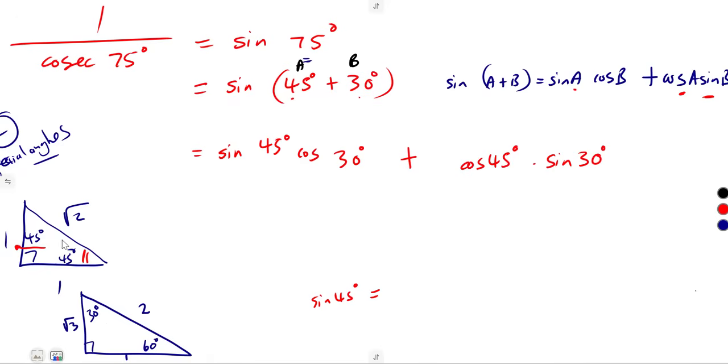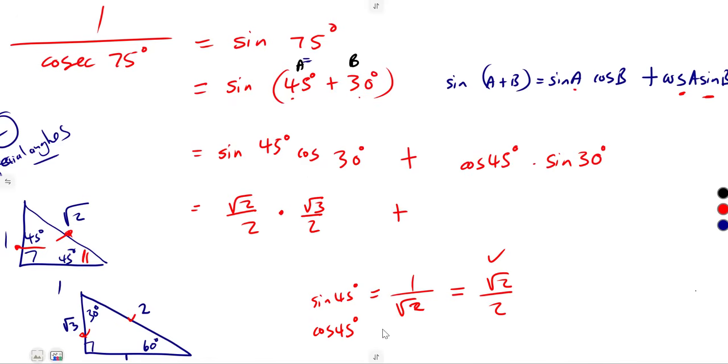Remember, sine is opposite over hypotenuse, 1 over the square root of 2. 1 over square root of 2, guys, remember, is the same as square root of 2 over 2. We can simplify by rationalizing the denominator. So in simplest form, that's square root of 2 over 2 times the cos of 30. Cos of 30, adjacent over hypotenuse, square root of 3 over 2, plus, remember, cos 45 and sine 45 are equal. So what you wrote for sine 45 is the same for cos 45. Square root of 2 over 2 times the sine of 30, opposite over hypotenuse, 1 over 2.